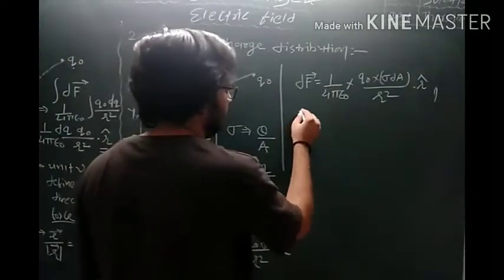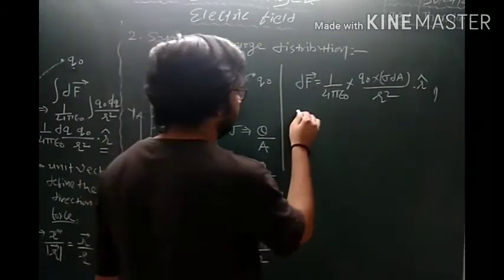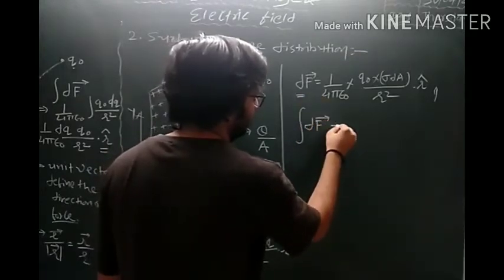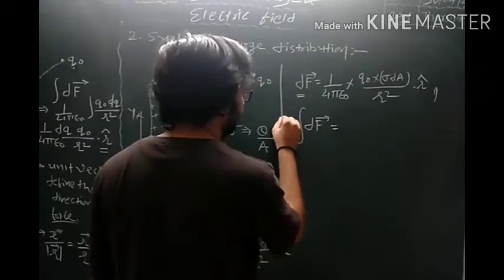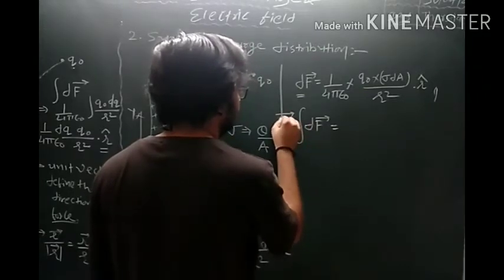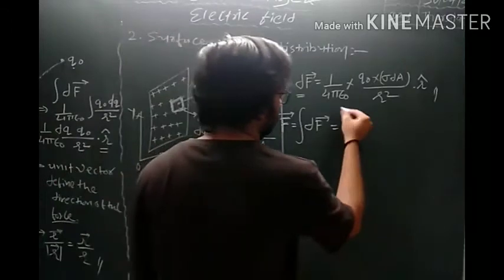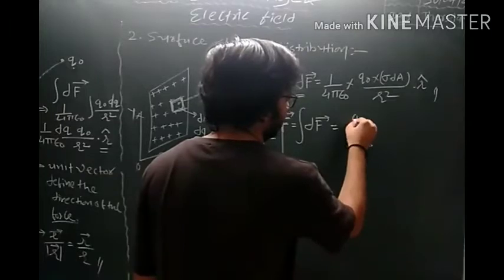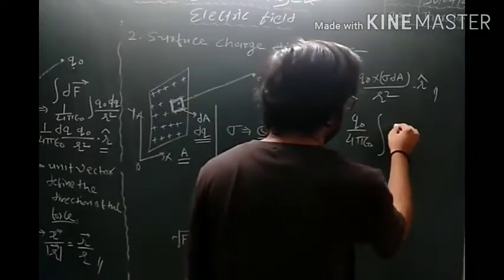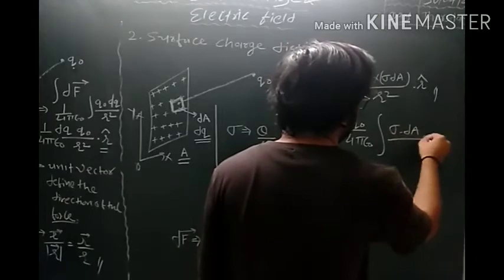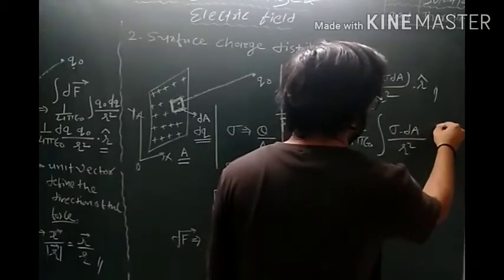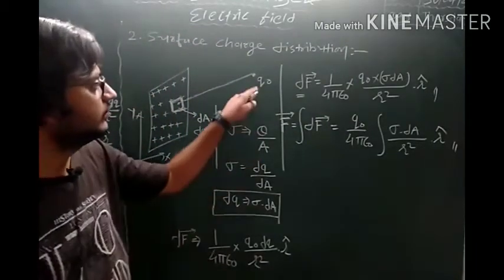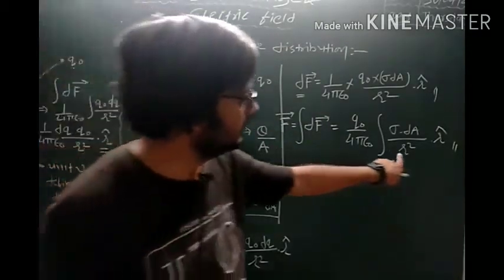Okay, so we use here the superposition principle and integrate this force, so we get the total force exerted on q naught. So now integrate this equation. So here 1/4 pi epsilon naught and q naught is constant, and sigma into dA, it is the surface charge density, upon r square into r cap. So that is our final equation. Okay, so the total force exerted on the q naught is given by this equation.